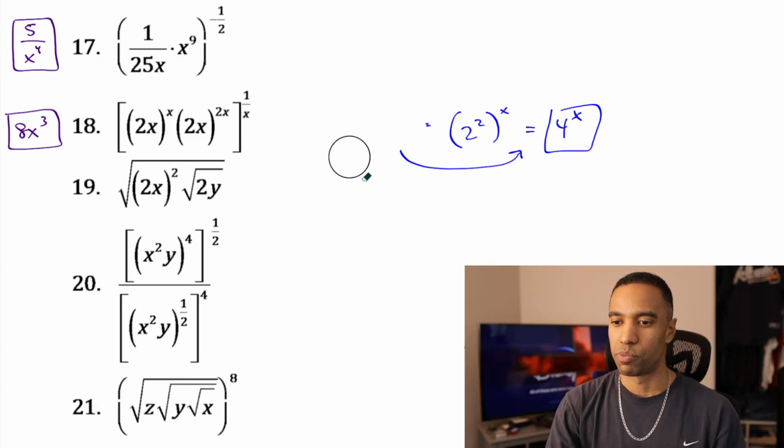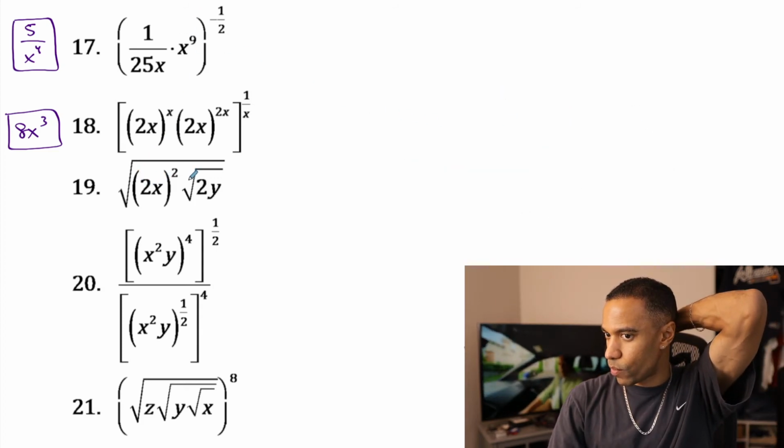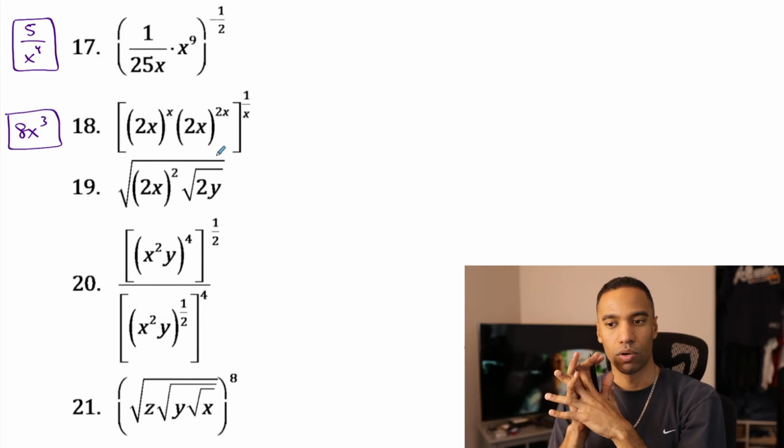All right, let's move forward to number 19. We have the square root of 2x squared times the square root of 2y.